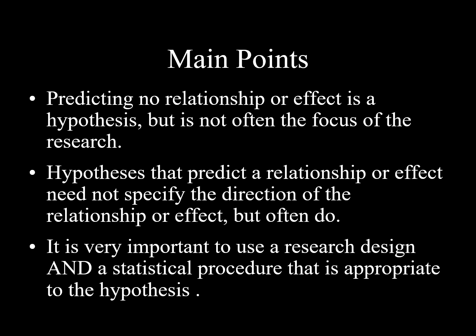So the main points here are that predicting no relationship or effect is indeed a hypothesis, but it's often not the focus of research. It's often unspoken, and it's more a part of making sure that we have an exhaustive and complete way of looking at the test and to make sure that it's falsifiable, that we can actually find results that would indicate that we're wrong. Hypotheses that predict a relationship or effect need not specify the direction of the relationship, but they often do. And this isn't just chosen out of, I want a more powerful test, so I'm going to just randomly decide on a direction. It's usually going to be based on past research and past theory. And it is very important to use the research design and statistical procedure that's appropriate to the hypothesis you choose.